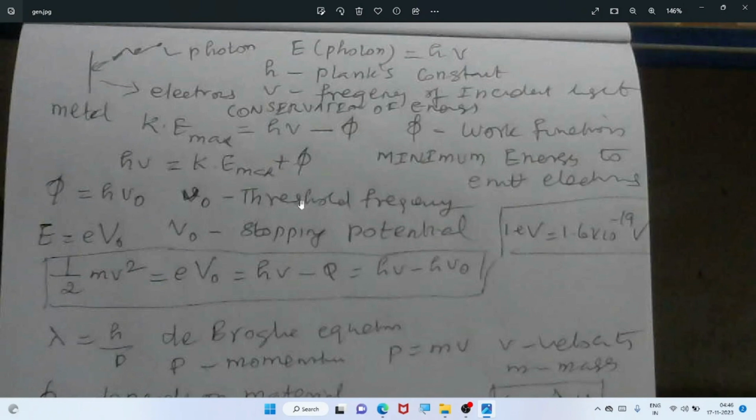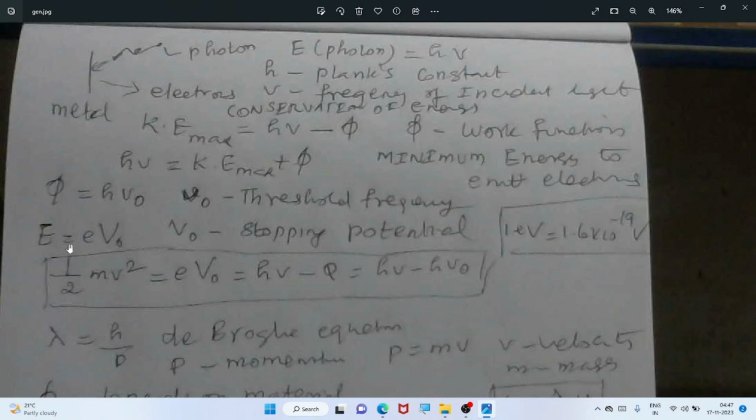v naught is the threshold frequency. Below this frequency, the photoelectric effect will not occur. Only at or above the threshold frequency will the photoelectric effect occur.